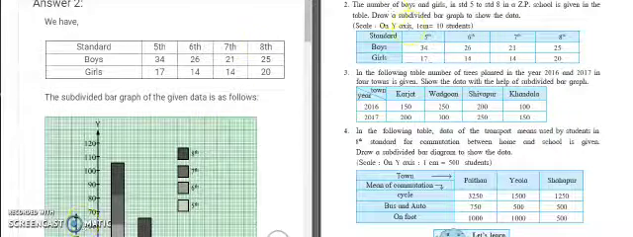Question number 2. The number of boys and girls in standard 5 to standard 8 in a ZP school is given in the table. Draw a subdivided bar graph to show the data. Here scale is also given. On y-axis 1 centimeter equals to 10 students. Means we have to write the students on y-axis, and scale we have to keep 1 centimeter equals to 10.